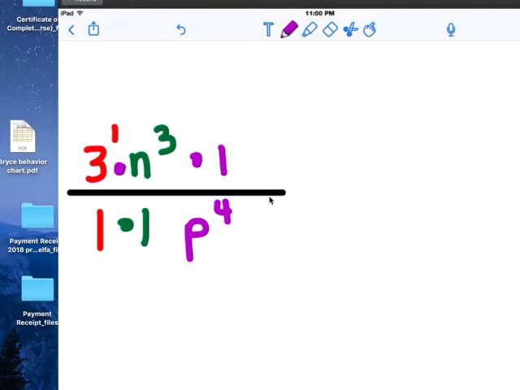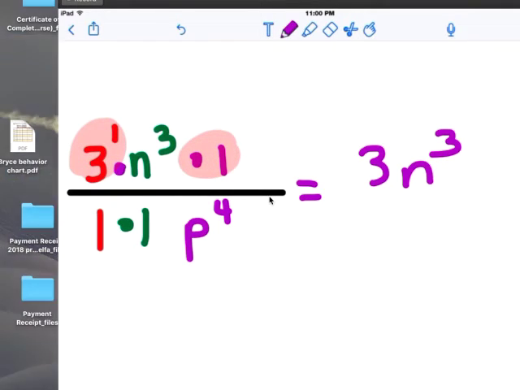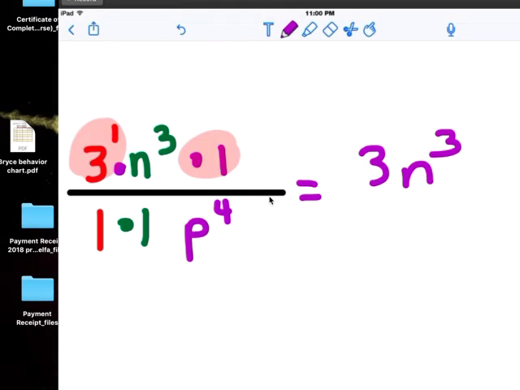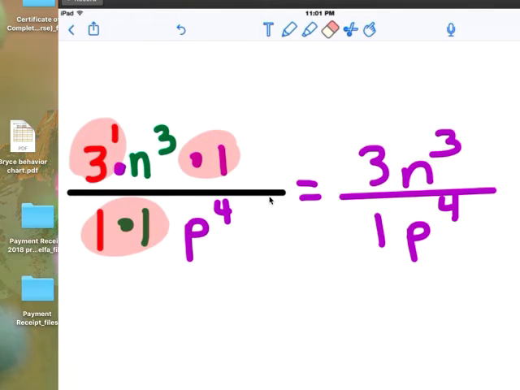And last, I multiply all of it. 3 times 3n times 1 is 3n squared. Okay, you can do 3 times 1 is 3, and n cubed, not squared. 1 times 1 is 1, times p to the fourth. That's your answer. And 1 can be invisible. You don't need to put that 1 there. It could be invisible. Okay?